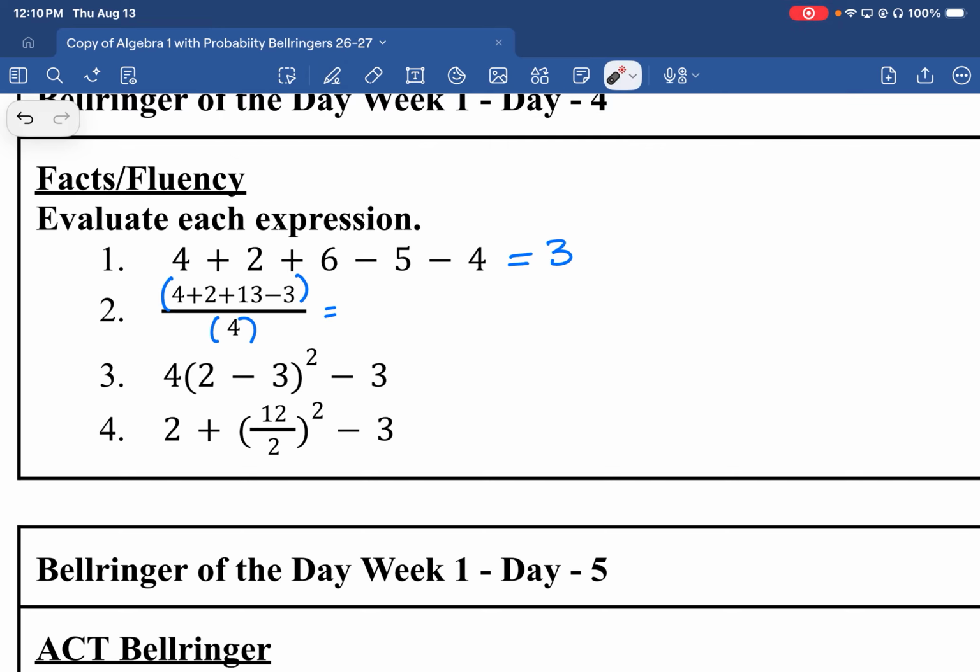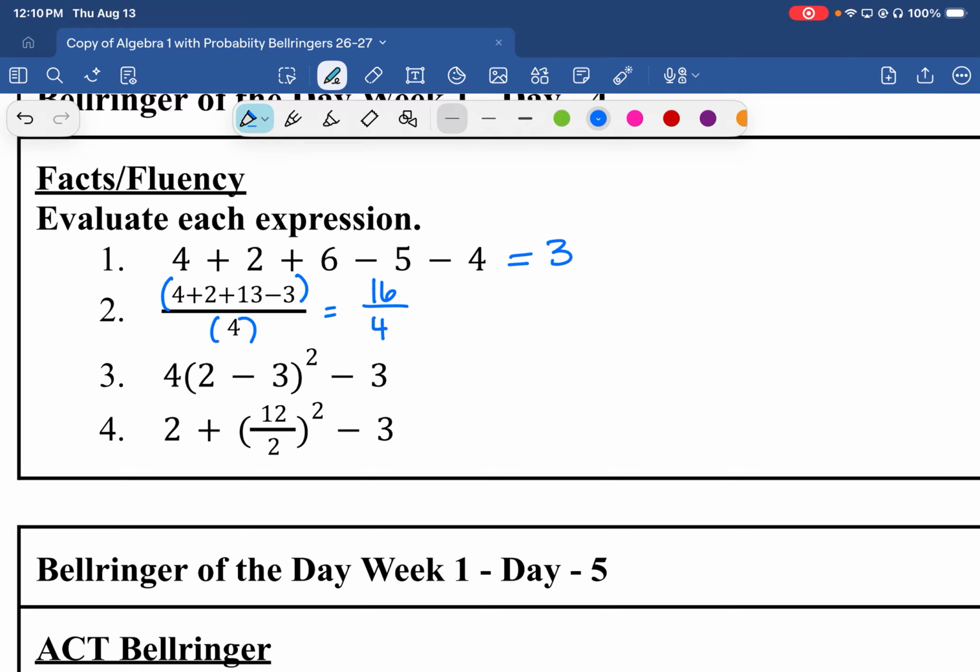Did I say that right? We're not dealing with the denominator yet, just the numerator. So to simplify our numerator, what do I need to do? So 4 plus 2 is 6. Plus 13 is 19. Minus 3 is 16. So then we have 16 over 4, which is 4. All right.